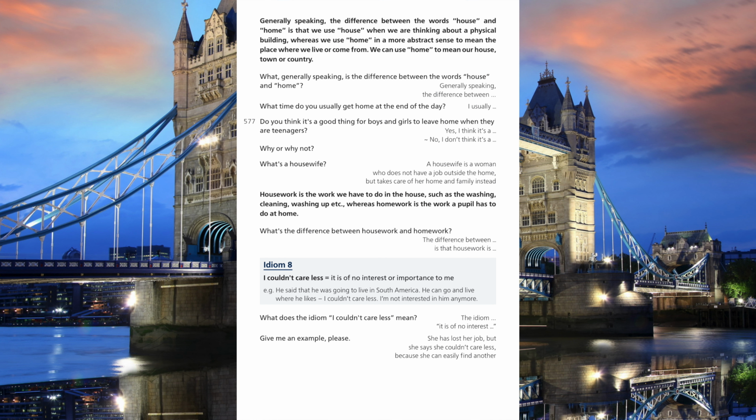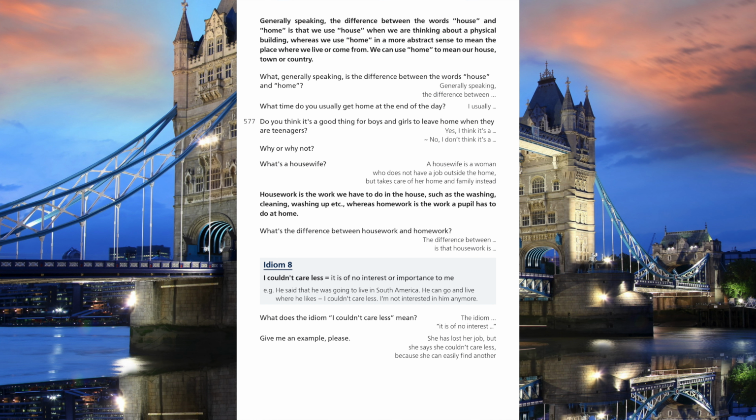What's a housewife? A housewife is a woman who does not have a job outside the home, but takes care of her home and family instead. What's the difference between housework and homework? The difference between housework and homework is that housework is the work we have to do in the house, such as washing, cleaning, washing up, etc., whereas homework is the work a pupil has to do at home.